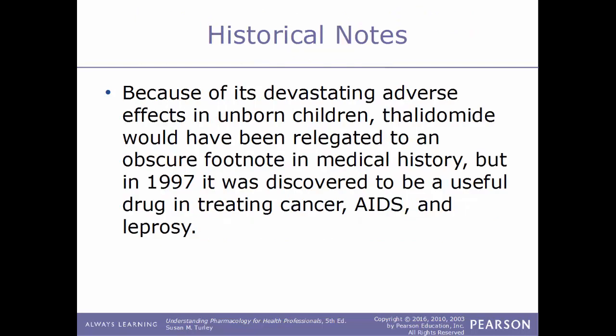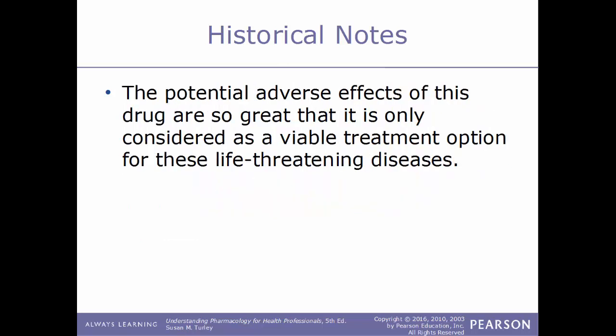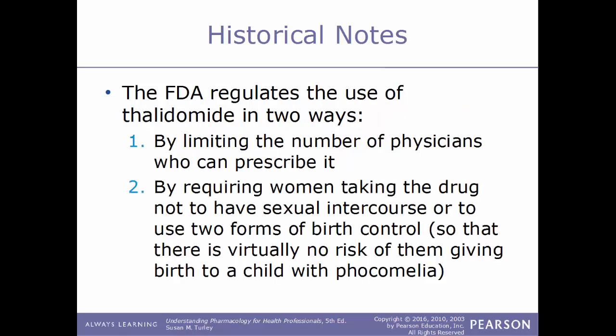All right, a quick historical note. Because of the devastating adverse effects in unborn children, thalidomide would have been relegated to an obscure footnote in medical history. But it was discovered in 1997 that it could be used as a useful drug in treating cancers, AIDS, and also leprosy. So something that was incredibly harmful, incredibly dangerous for one condition can have some positive effects on another condition. Now, the potential adverse effects of this drug are so great that it's only considered an option for those life-threatening diseases. And the thinking here is, yes, it may give you some severe side effects, but at least you will be alive to have those side effects. The FDA regulates the use of thalidomide in two separate ways.